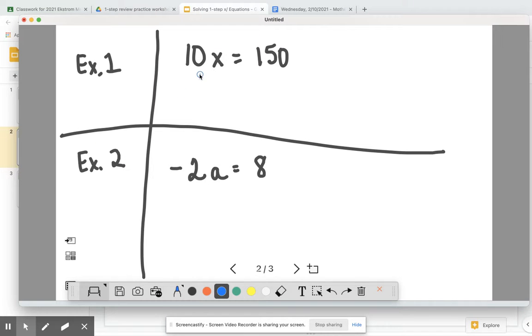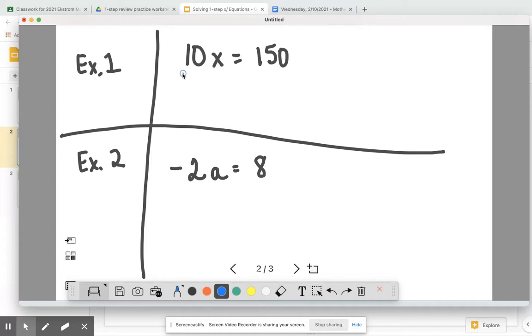Example number 1, 10 times a number x equals 150. This is a one-step multiplication equation because there's only one operation happening to the x, multiplying by 10. The inverse of multiplying by 10 is to divide by 10. So we need to do that to both sides of the equation.